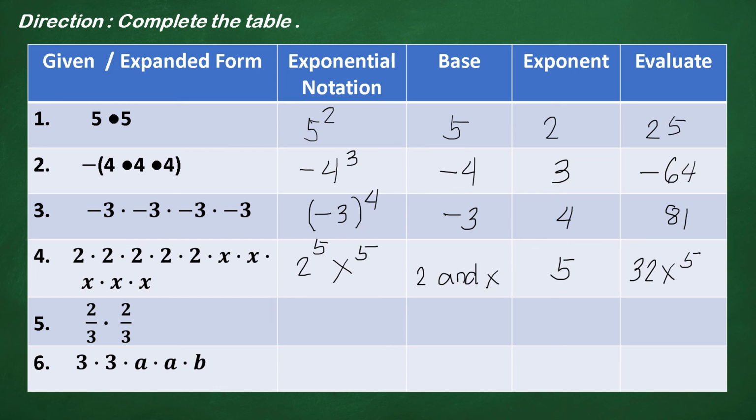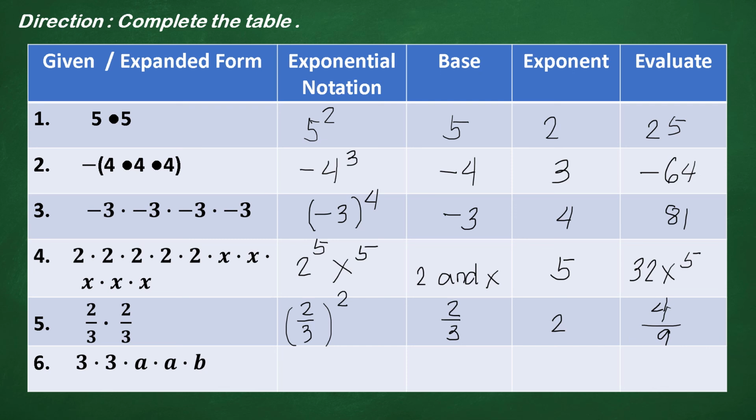Okay, 2/3. Since ginamit si 2/3 na dalawang beses, our exponent will be 2. Our base is 2/3. Our exponent is 2. When we evaluate, we multiply numerator sa numerator, denominator sa denominator. 2 times 2 is 4, all over 3 times 3 is 9. So we have 4 over 9.